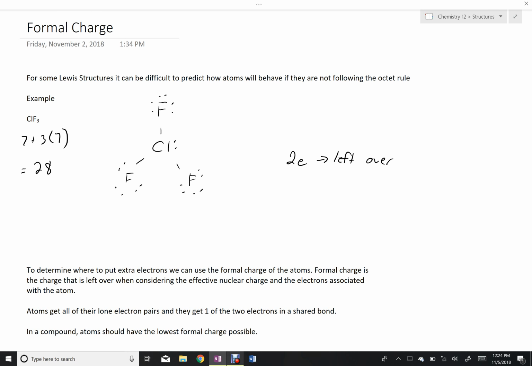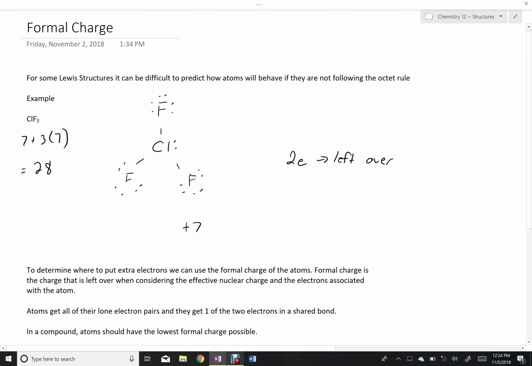To do formal charge, what you do is you consider the effective nuclear charge, or whatever the unshielded nuclear charge is, and then you consider all the electrons that are associated with the atom, and you consider the overall charge. For electrons in a shared bond, this is not like an oxidation number. You give each atom credit for one of those 2 electrons. And then obviously the atom gets credit for all of its lone electron pairs. So all these guys, Cl and F, are all halogens, so they all have an effective nuclear charge of 7.